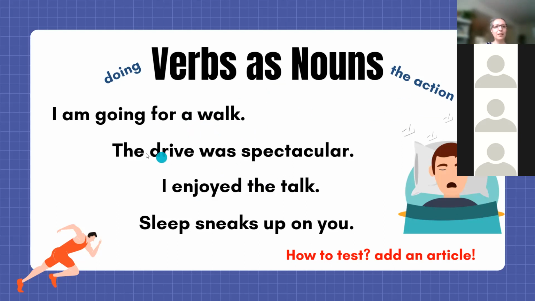Then we've got things like the drive was spectacular. Well, you can ask a child to identify your verb, and they'll go for drive because it's an action that can be seen and it's something that they associate with an action. But in this case, it's not the action because it's got a the. It's a clue that this is a noun, and the verb is actually was.